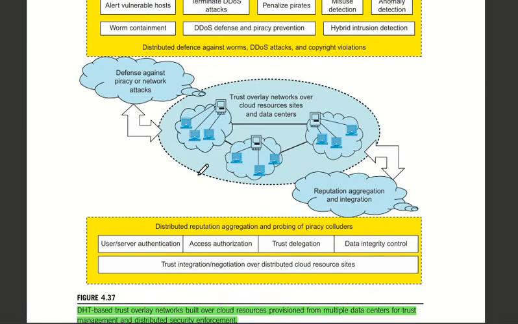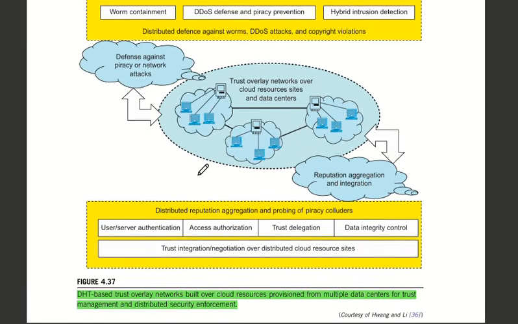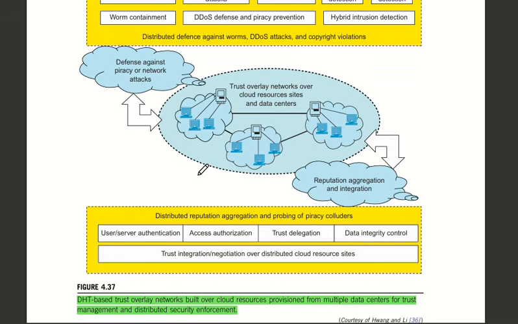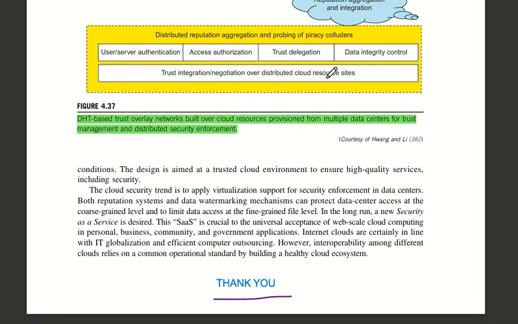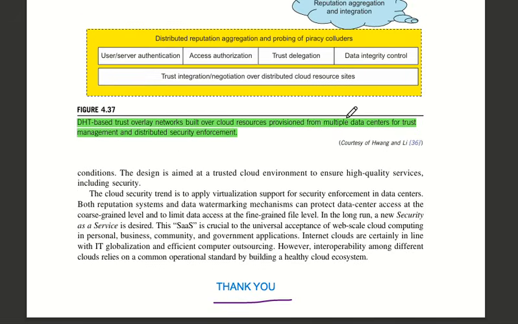Again, I'm telling you, don't sit and read the entire PDF. Just write down the key points and highlighted points, and remember those points. Okay, so that's all in this module 4. Thank you guys.